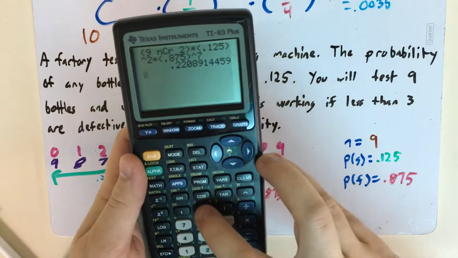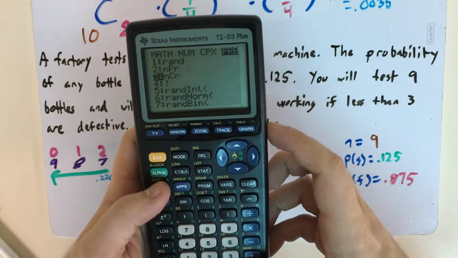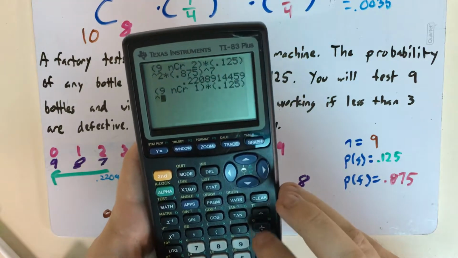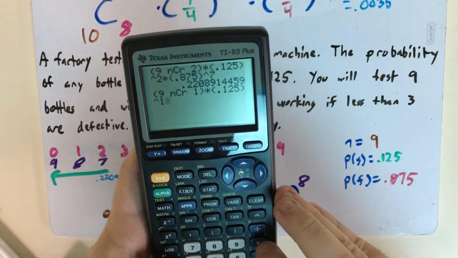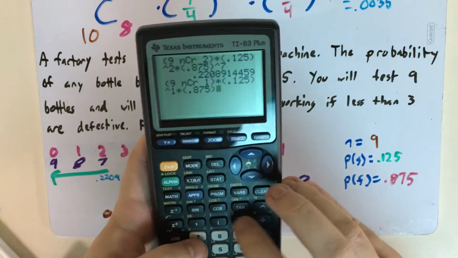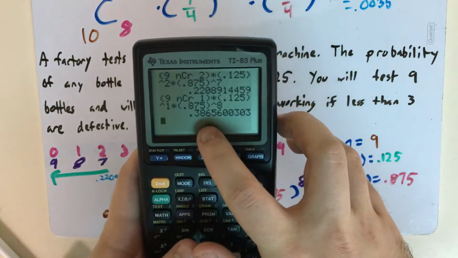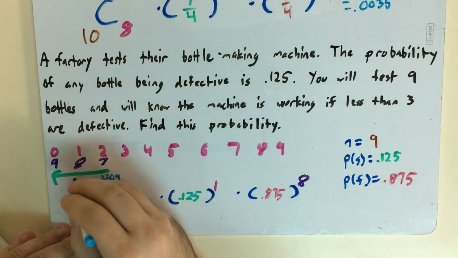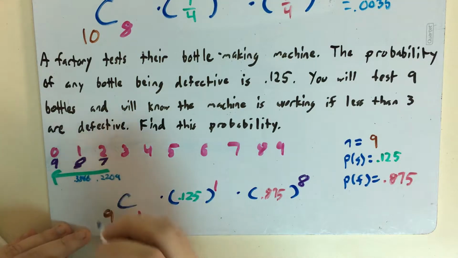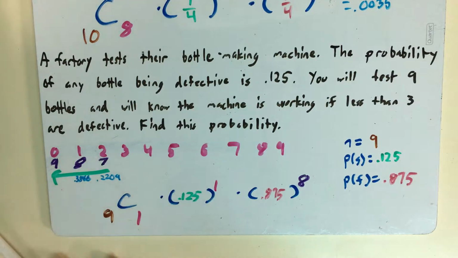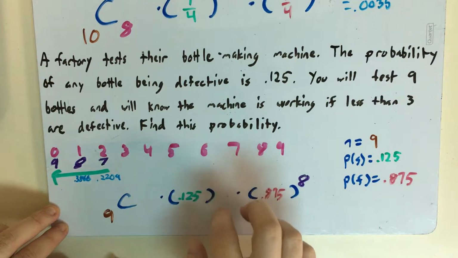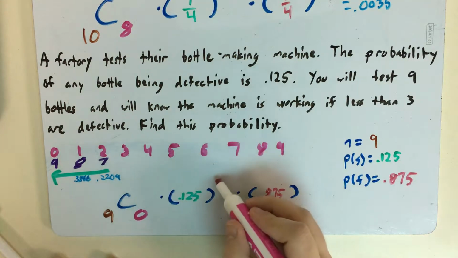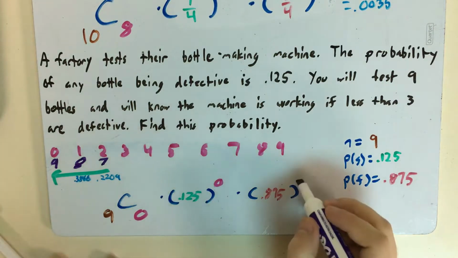And we use the formula once again. 9, choose 1 times 0.125 raised to the 1st times 0.875 raised to the 8th, and that's 0.3866. And finally, for no defective bottles and all working correctly, that's 9, choose 0, 0 power, exponent of 9.